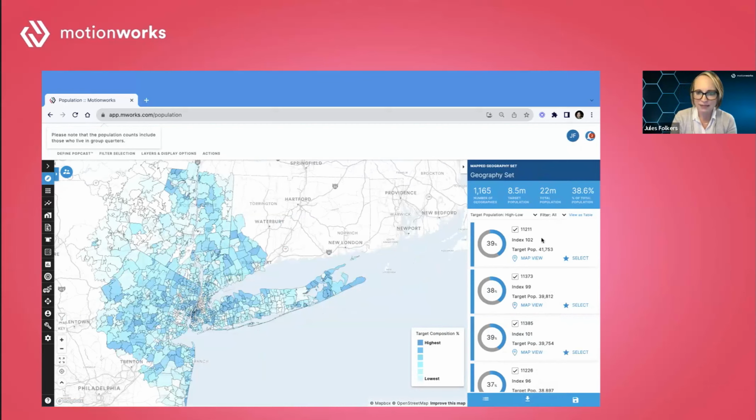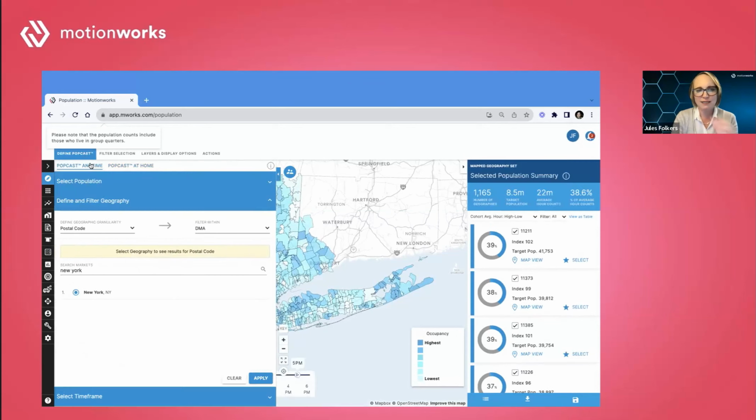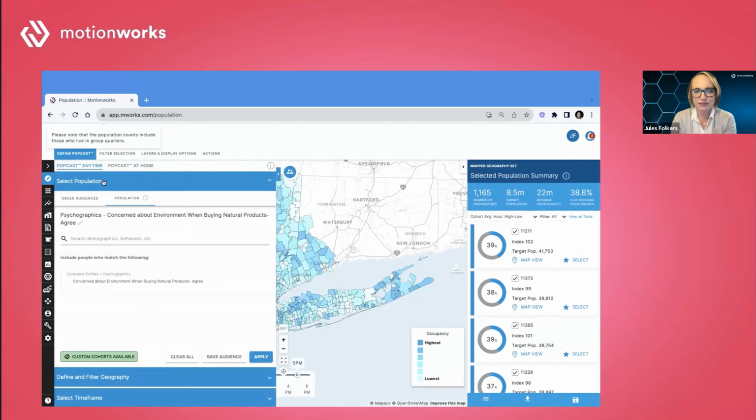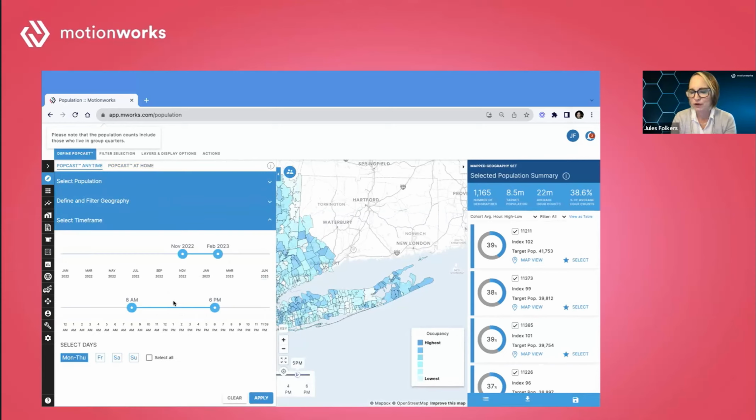So this is our Popcast at home, where you see the core metrics, the quantification of where people live, the composition index, and the composition percentage. Now you will see if I switch over to Popcast anytime, I'm able to retain those selections. I can look at those same groups of people in the same markets, but now I can also filter on where do those people go during the day.